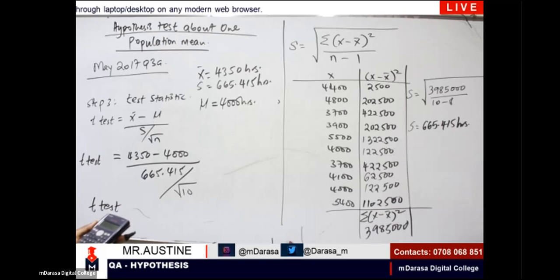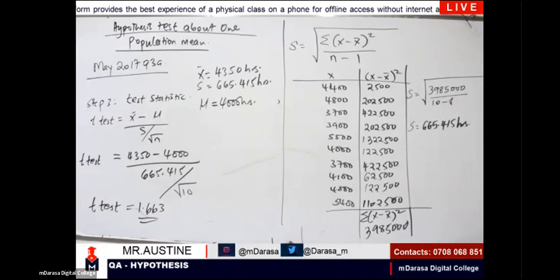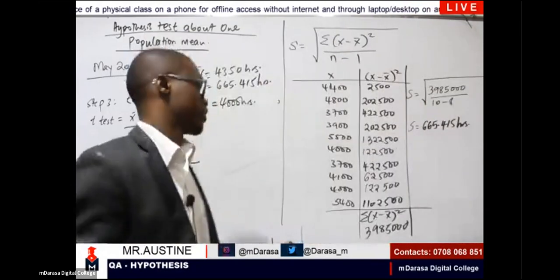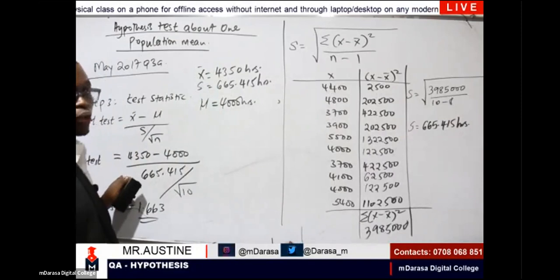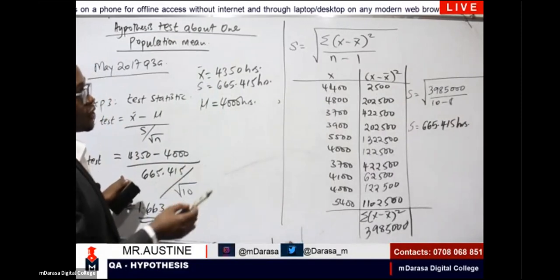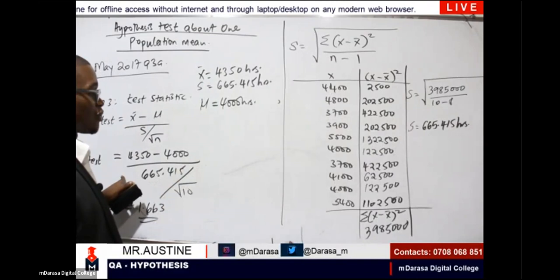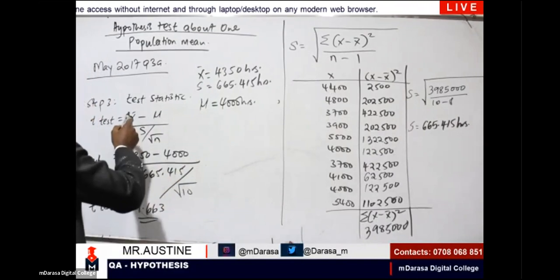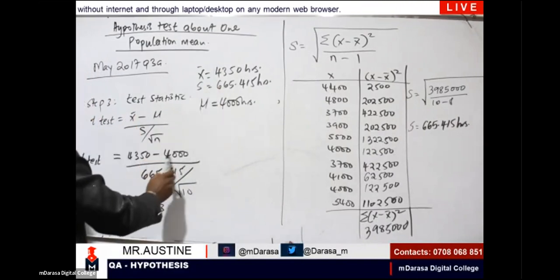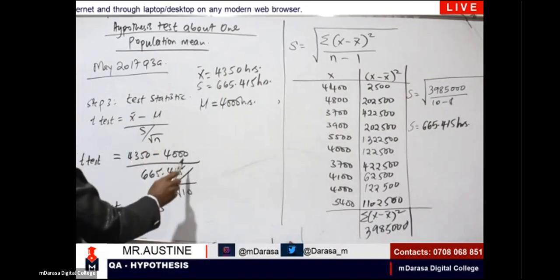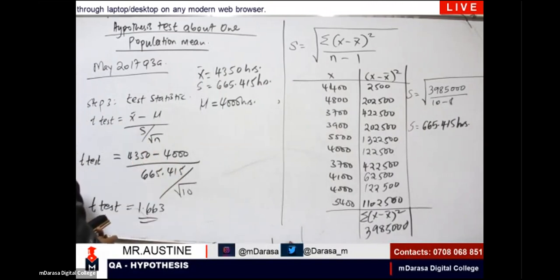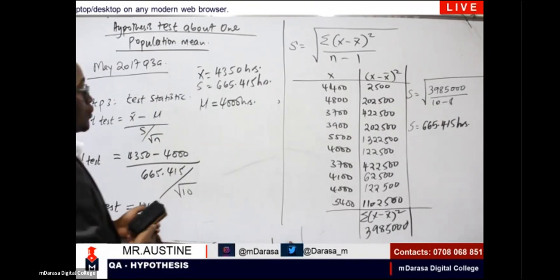So I've determined my test statistic. I found the sample standard deviation, then I took the population mean: 4,350 minus 4,000 divided by 665.415 over the square root of 10. So this is my t-test.